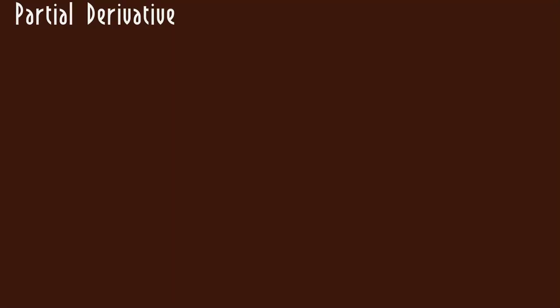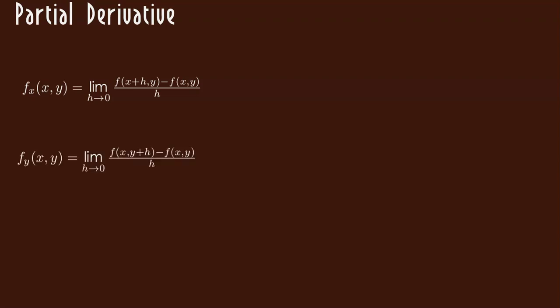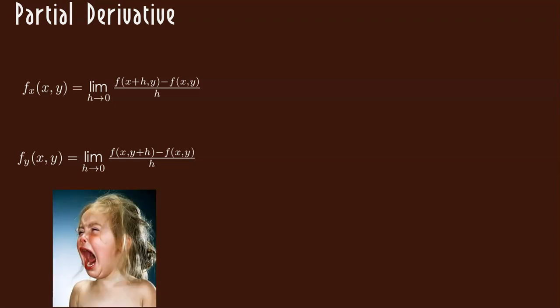So, partial derivatives. To find the slopes, we need to find derivatives in the directions with respect to x and with respect to y. So these should look fairly familiar. The partial with respect to x is the limit as h goes to 0 of f of x plus h comma y minus f of x y all over h. Similarly, the partial with respect to y of f of x y is the limit as h goes to 0 of f of x comma y plus h minus f of x y all over h. Now don't worry, I won't make you do these by hand.